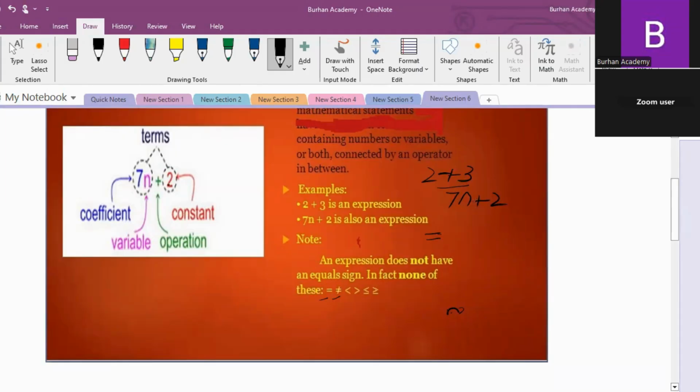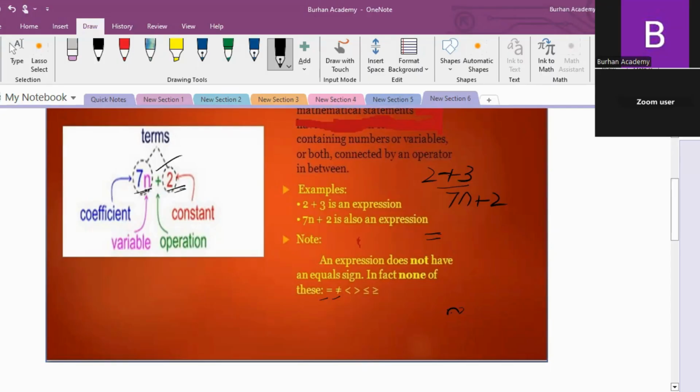In this expression, this is a term, and this is a second term. A group of numbers and variables is called a term, and terms are separated by the sign of plus and minus. This expression, 7n plus 2, has two terms. The first term is 7n and the second one is 2.